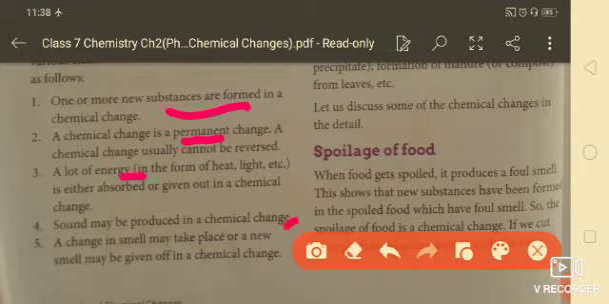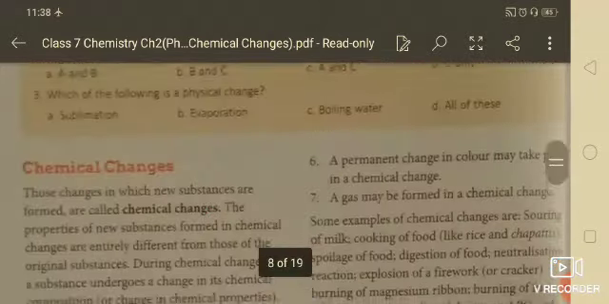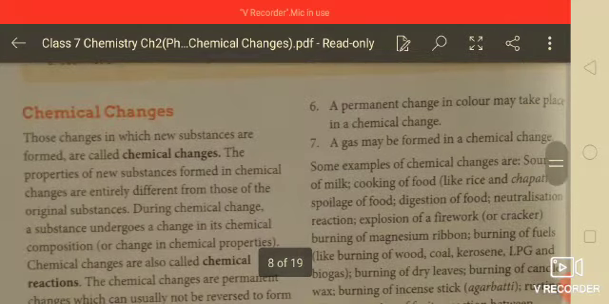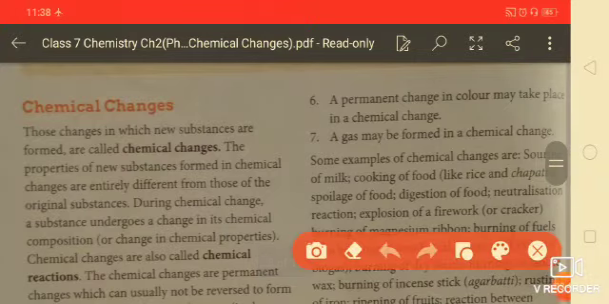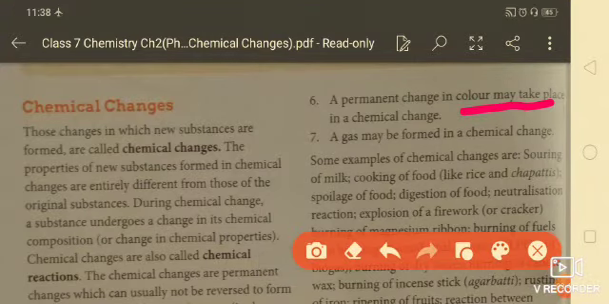Sound may be produced in a chemical change. A change in smell may take place, or a new smell may be given off in a chemical change. In a chemical change, there may also be a permanent change in color, and a gas may be formed.